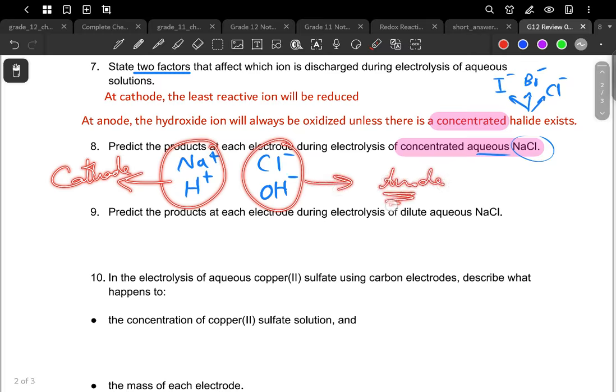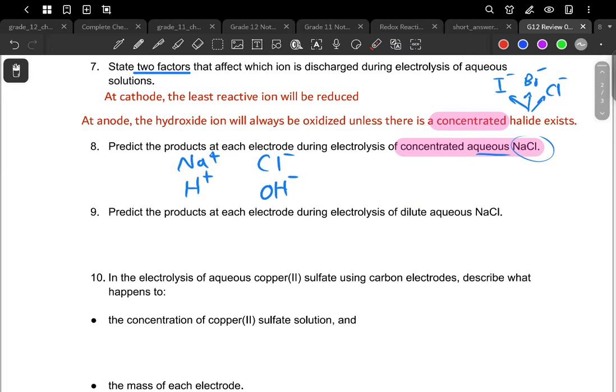In this case, which one is getting reduced and which one is getting oxidized? Actually, hydrogen is getting reduced. Why? Because hydrogen is less reactive than sodium, and here the chloride ion will be oxidized. I chose both of these according to the rule. We just said the rule that hydroxide will always win, but when we have the case of a concentrated halide, the Cl exists, as I said here, so chlorine will be oxidized.